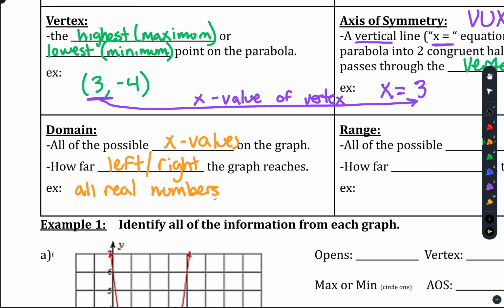There is a symbol for all real numbers if you would like to use the symbol. It's a capital R with an extra line through it. So I often use that, or you can just write all real numbers, that's fine too. But that is for every parabola.